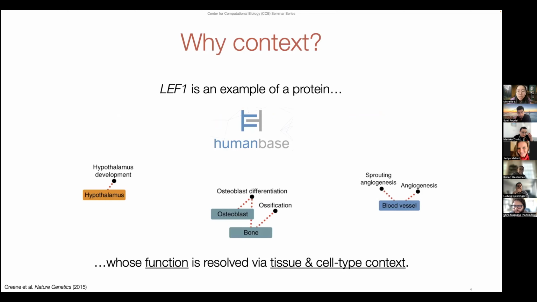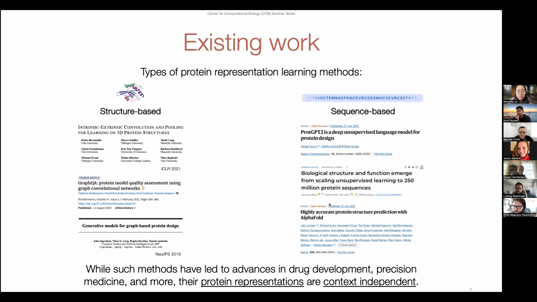For example, LEF1's role varies depending on where it is in the human body. In the hypothalamus, LEF1 contributes to hypothalamus development. In the blood vessel, LEF1 is contributing to angiogenesis. And so context is incredibly important for characterizing proteins.